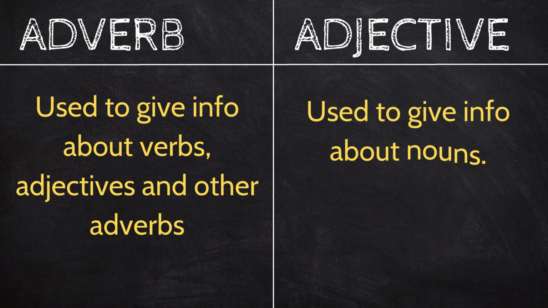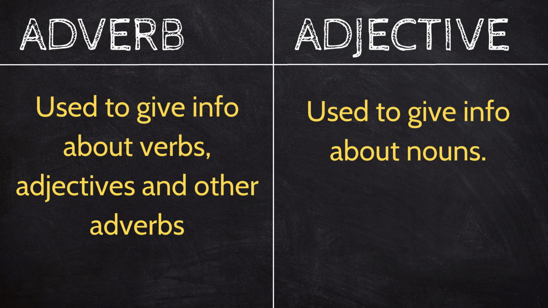First of all, what is the difference between adverbs and adjectives? The thing is, an adjective is used to give information about nouns, whereas an adverb is used to give information about verbs, adjectives, and other adverbs. This is the main difference between the two. Adjectives describe nouns, and adverbs describe verbs, adjectives, and adverbs. Adjectives modify nouns, and adverbs modify verbs, adjectives, and other adverbs. This was the main difference between the two.